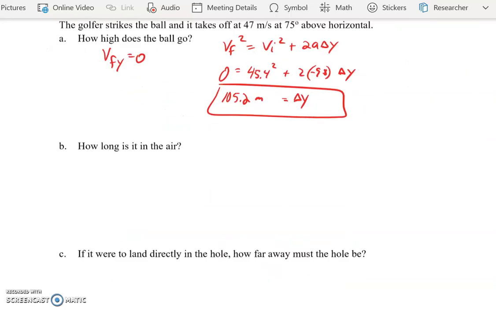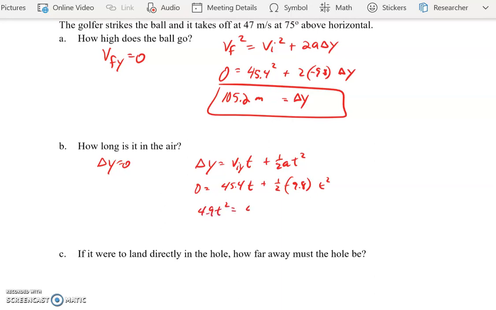B, how long is it in the air? So if it starts on the ground and lands on the ground, your delta y is 0. So I'm going to use delta y equals VIY t plus 1/2 a t squared. So 0 equals 45.4 t plus 1/2 times negative 9.8 t squared. Move one to the other side, so I got 4.9 t squared equals 45.4 t. Divide by t and then by 4.9. The time in the air is 9.3 seconds. Could have also found the time to the highest point and doubled it, because it's going to be a whole parabola when it lands on the ground.